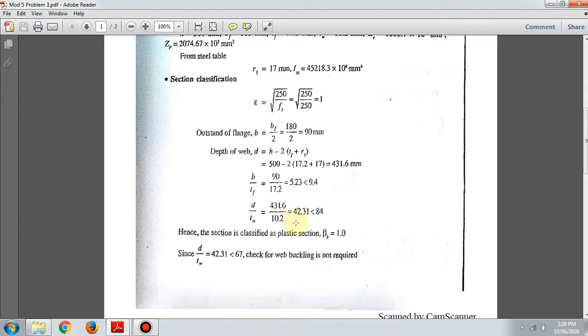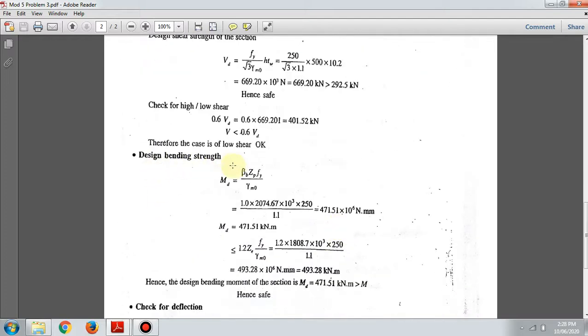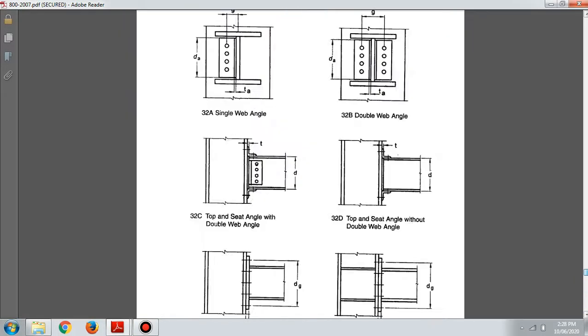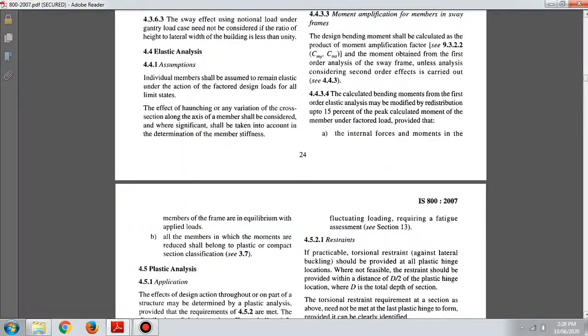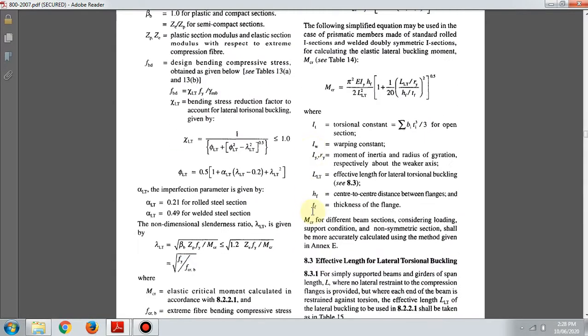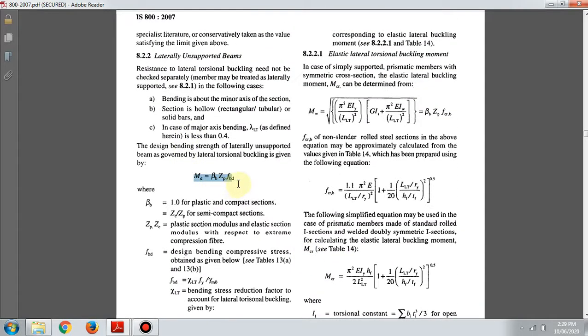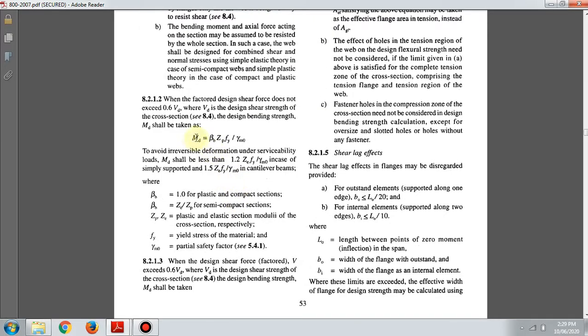Once you have selected the section, the problem remains the same as the type 1 problem, which we have already solved. We have to write the properties of the section from the steel table: H is 500, width of flange 180, thickness of flange 17.2, thickness of web 10.2, and Ze and Zp we have to refer from IS 800 2007. From here the procedure remains the same: epsilon is always 1, outstand of flange b is equal to bf by 2, and for the depth of web, from the total depth we subtract 2 times the thickness of flange and 2 times the root radius, as we already solved in the previous problem.